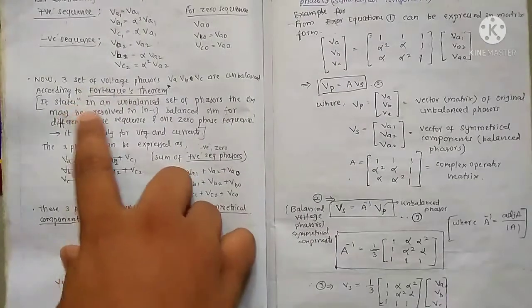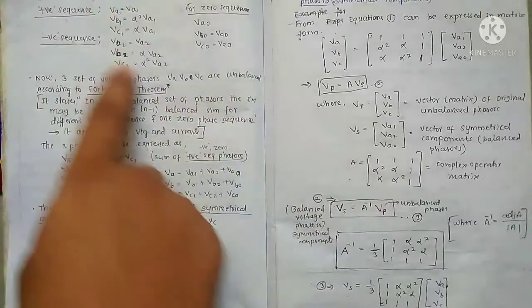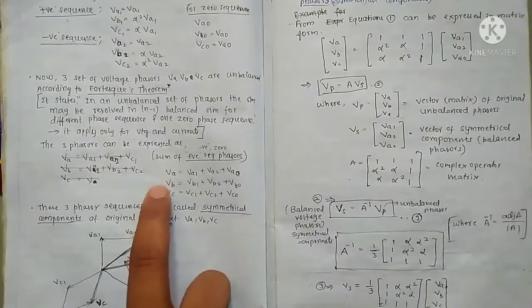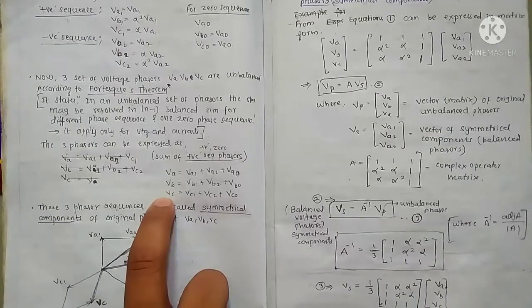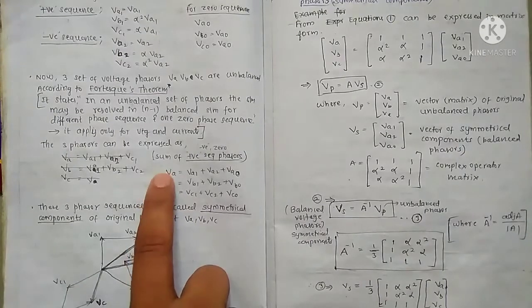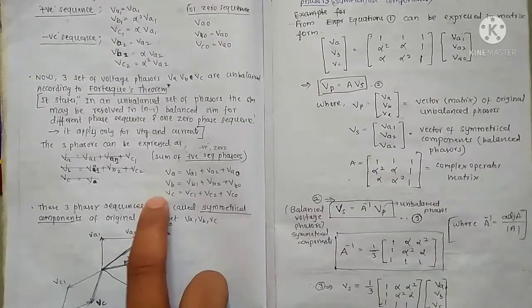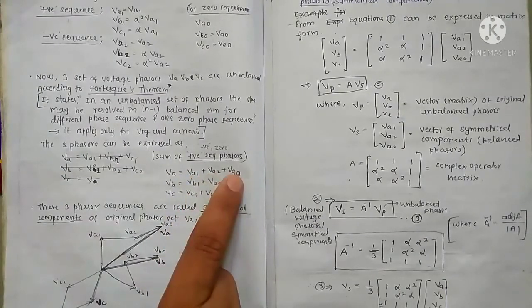According to the Fortescue theorem, we generally represent all these equations. Just remember VA, VB, VC are the unbalanced voltages. Please do remember, I will give the notes of these important key points at the end. VA, VB, VC with a single suffix are the unbalanced voltages, and wherever you find VA1 or VA2 or VA0, these are all called symmetrical components. This is positive, this is negative, and this is zero sequence.